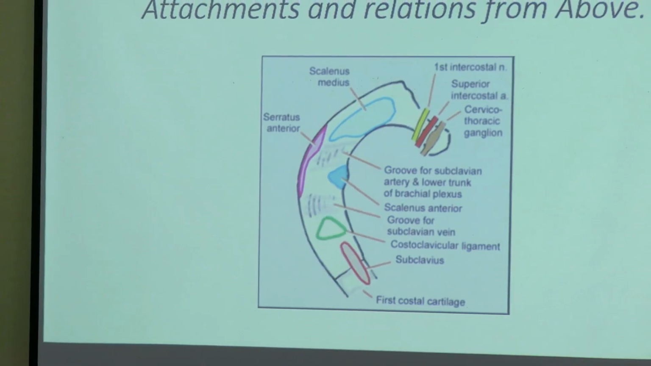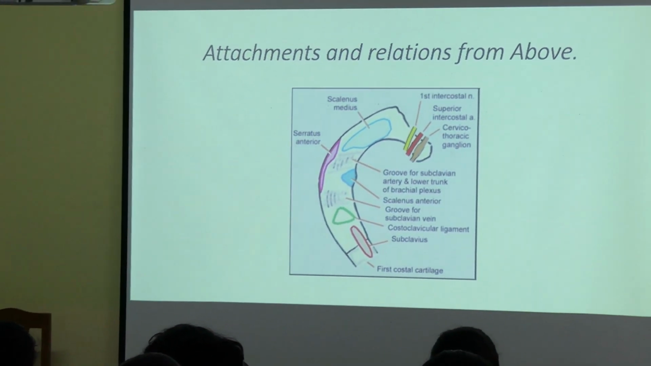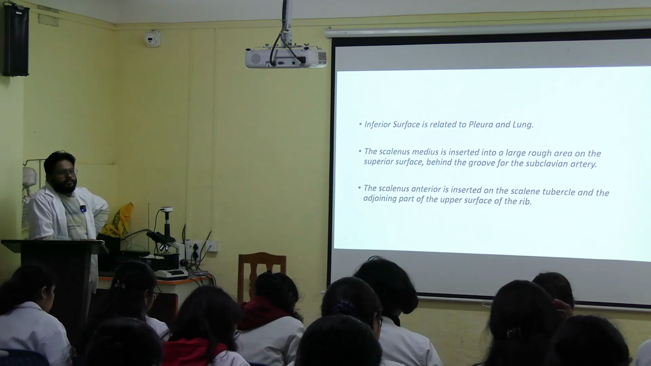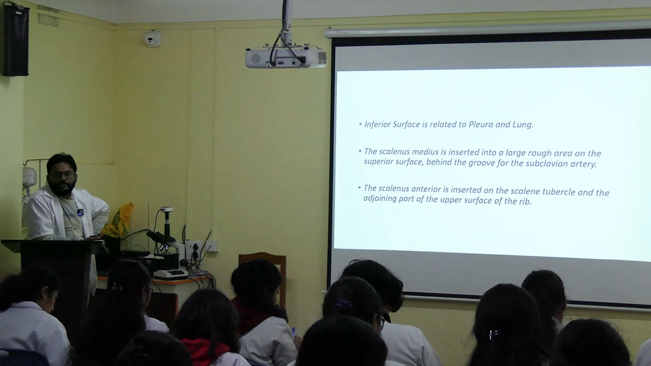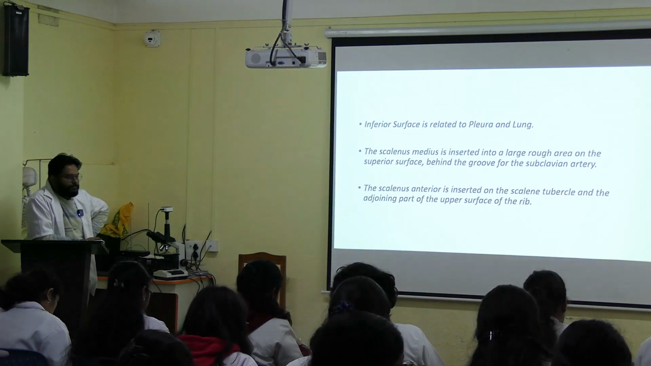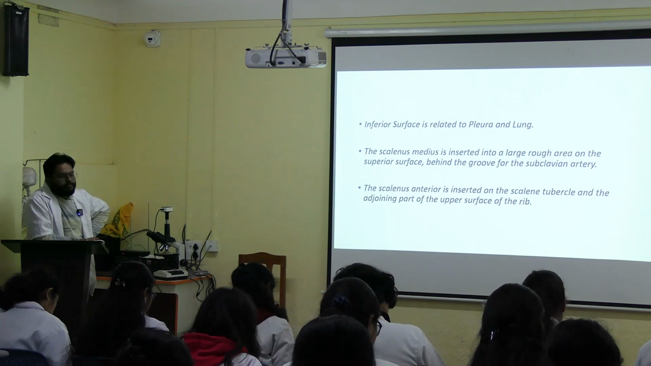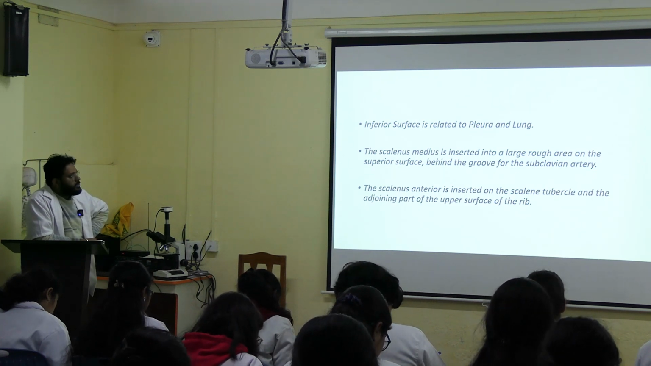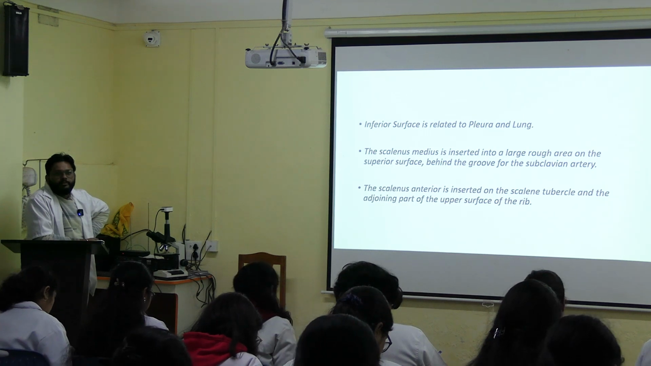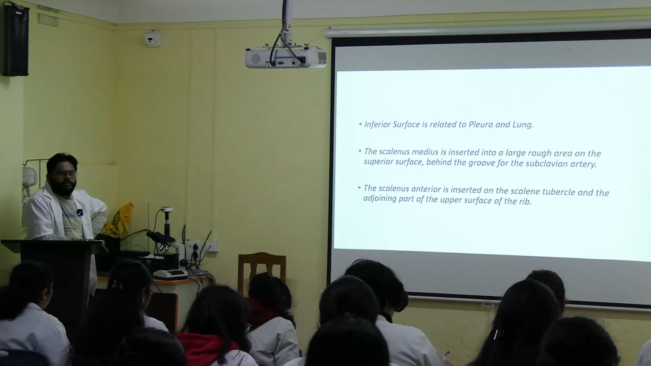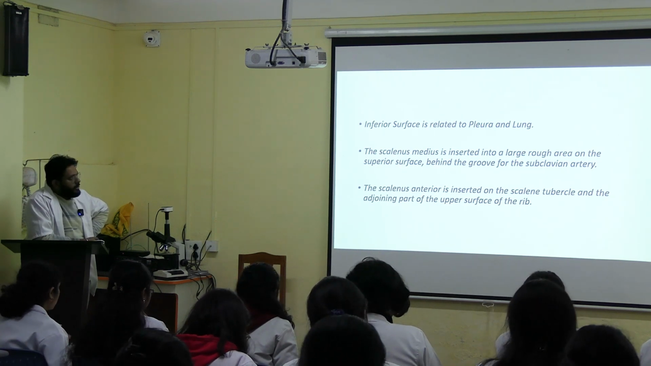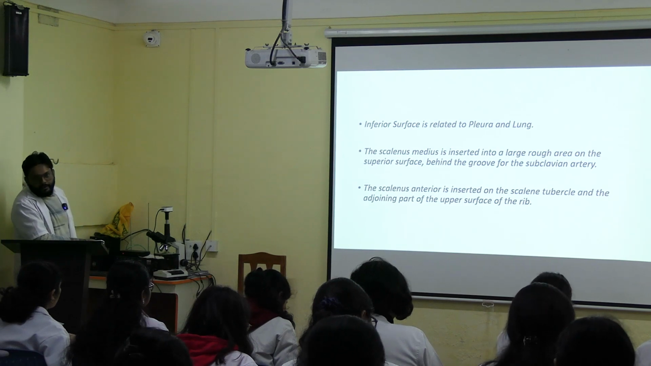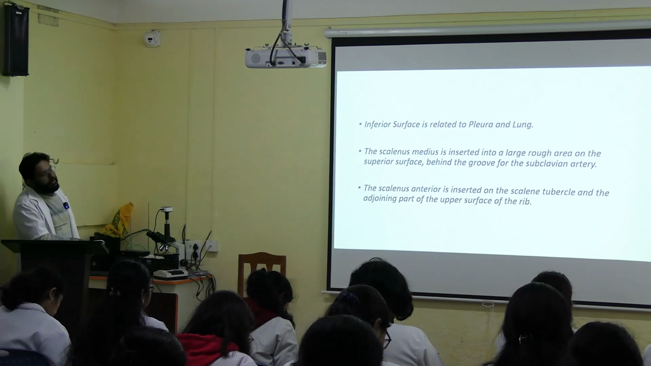Now draw this picture. Make a freehand diagram. Now write these things. You'll be able to correlate with the picture. Inferior surface is related to pleura and lung. This is easy to understand, obviously. Below is the lung only. The scalenus medius is inserted into a large rough area on the superior surface behind the groove for subclavian artery. You have to at least remember the scalenus medius is inserted where? Behind the groove for subclavian artery.